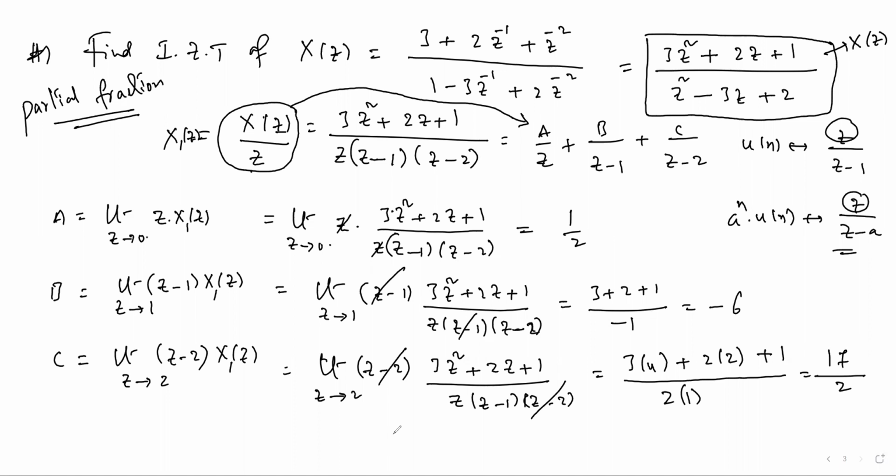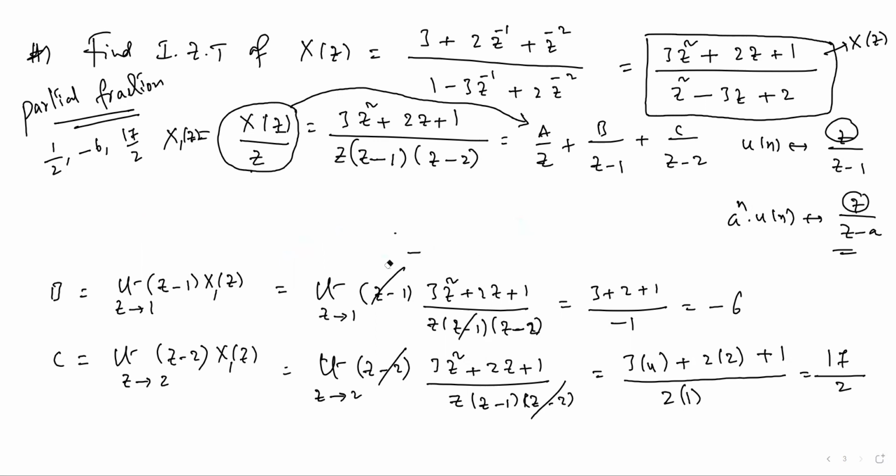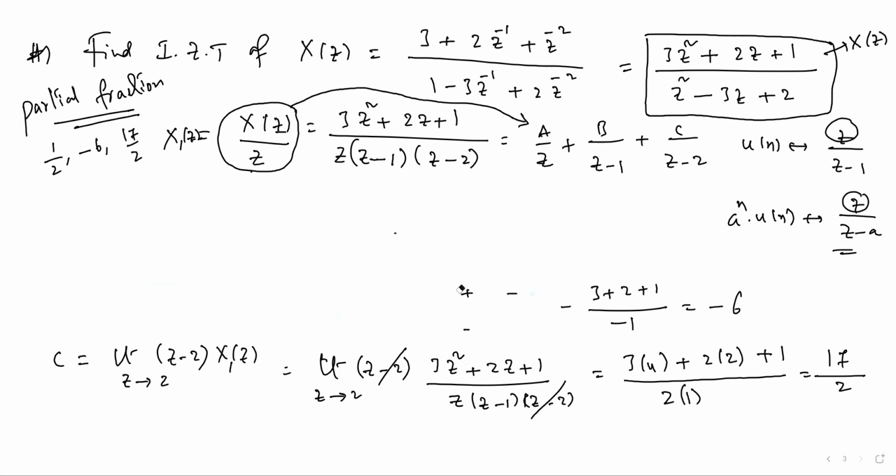Substitute these values into the given expression. So A value 1 by 2, B value minus 6, C value 17 by 2. I'm erasing this expression. Let us substitute and find the inverse Z transform.